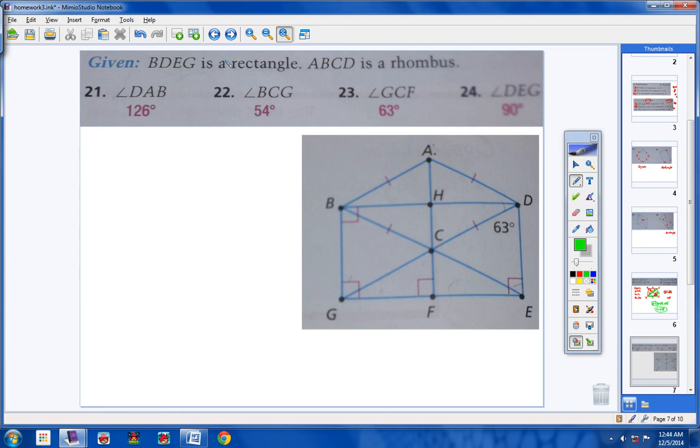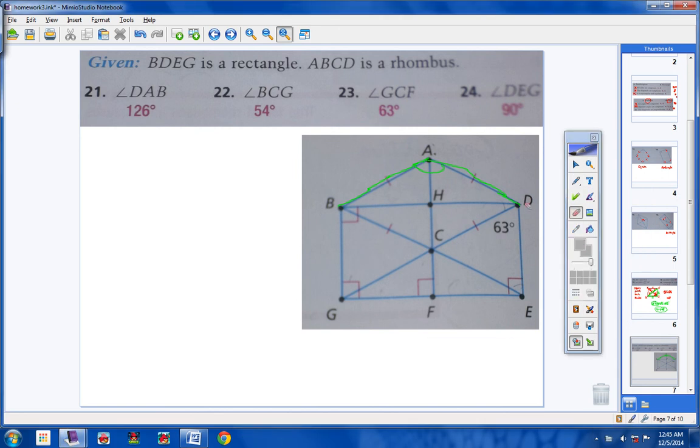Okay, moving on to number 21 through 24. BDEG is a rectangle. Okay, so this is a rectangle right here, which means it's also a parallelogram. Okay, and ABCD is a rhombus. ABCD. Find the measure of angle DAB. DAB. So from here to here to here, this angle here.